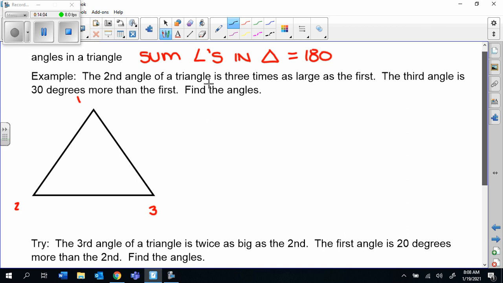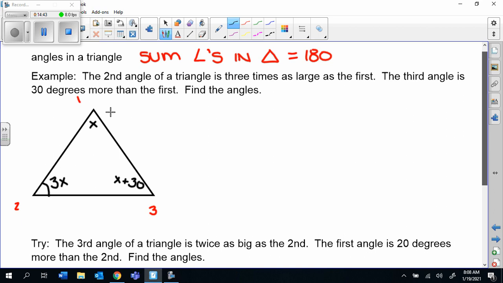All right, the second angle of a triangle is 3 times as large as the first. So this one is 3 times bigger. So let's just make this x and see if that doesn't help us. Let's call that first one x, because then this one would be expressed as 3x. And then let's keep reading and see if it tells us a hint for that last one. The third angle is 30 degrees more than the first. Well, the first is x, so this could be expressed as x plus 30.